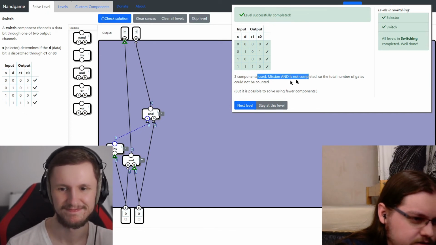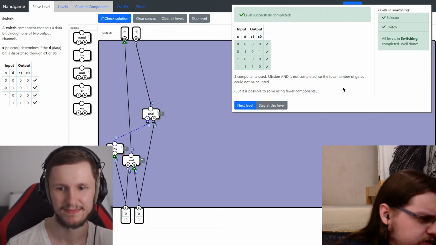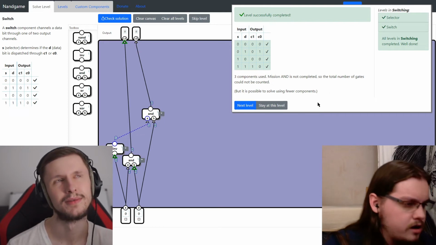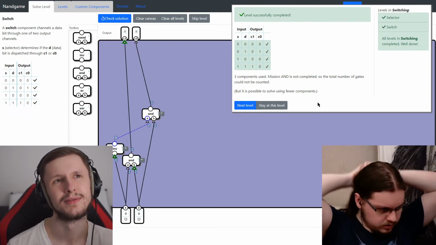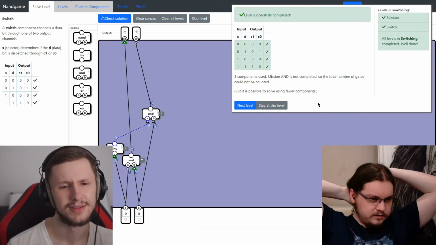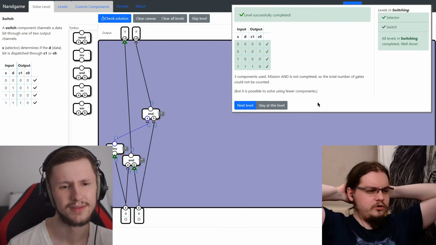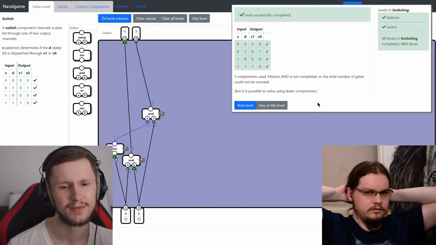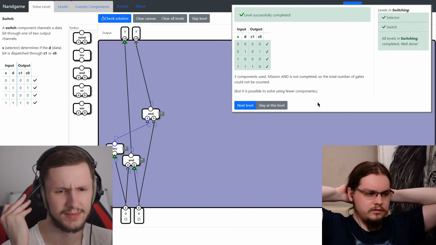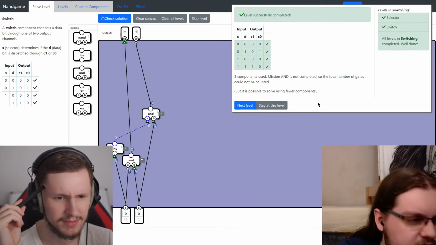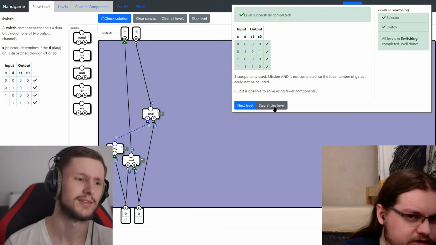The mission is not okay, but it is possible to solve with fewer components. I mean, so wait, 2 components. Because it didn't say fewer NANDs, which would be possible. Would make sense. Wait.